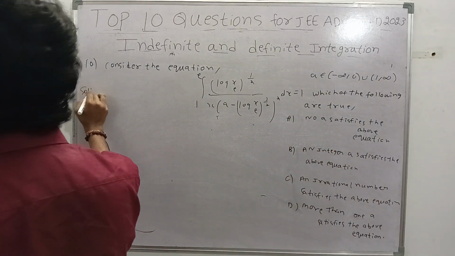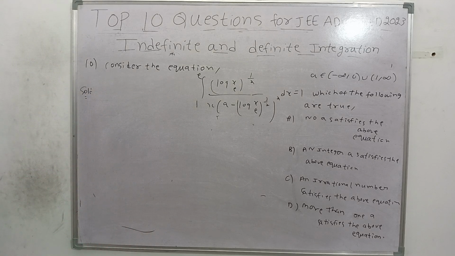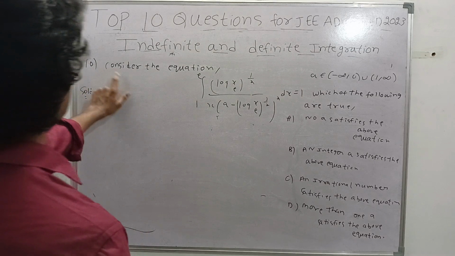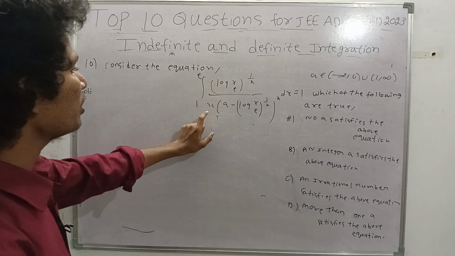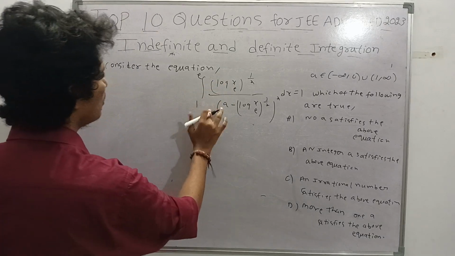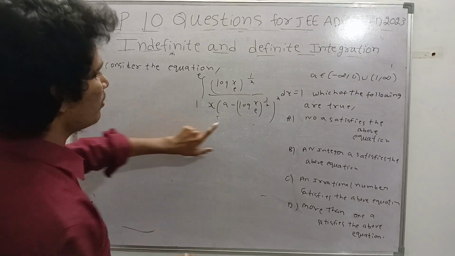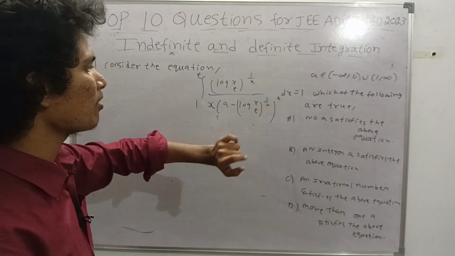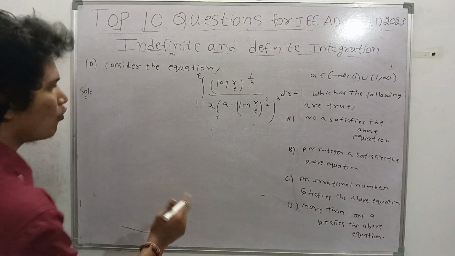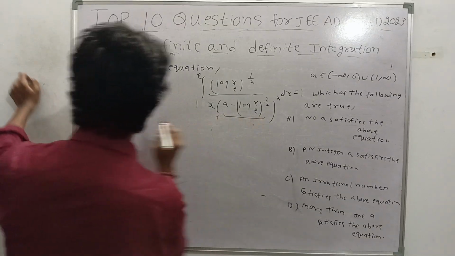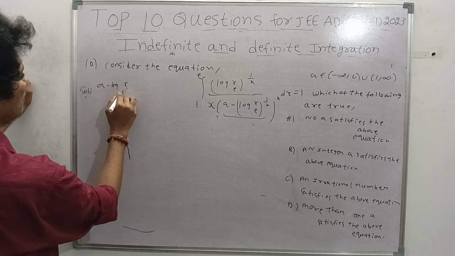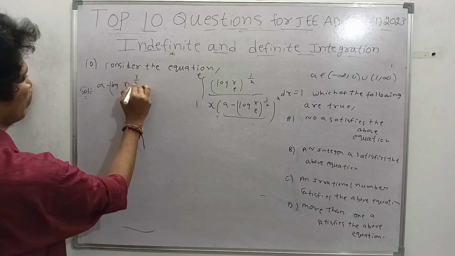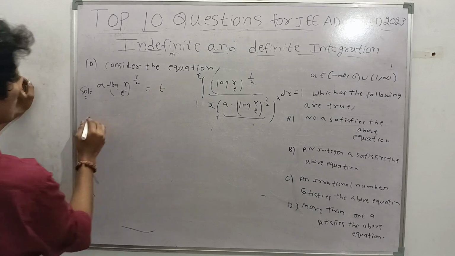Now the solution part. Important guys, listen carefully. Consider the equation. This is the equation they have given: (log of x base e) whole power 1 by 2 divided by x into (a minus log x base e) whole power 3 by 2. Now what am I taking? This complete thing, (a minus log x base e) whole power 3 by 2, I am taking as t, suppose.